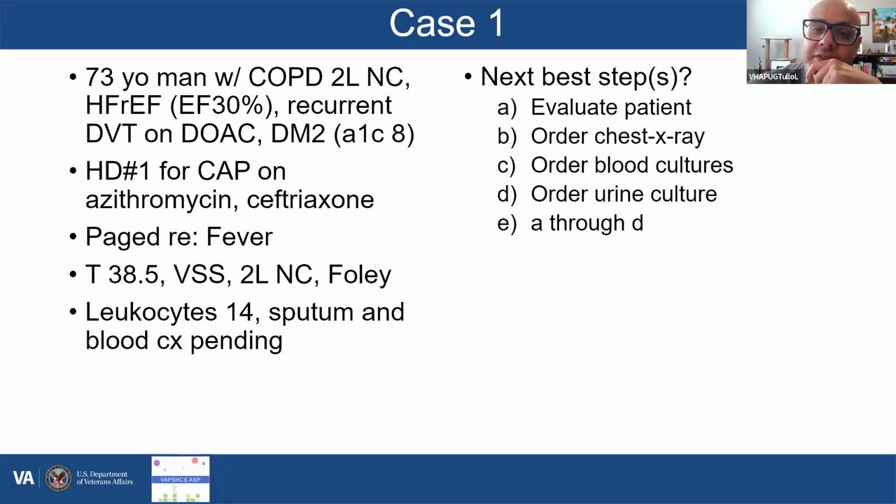So this is the first case. 73-year-old man with COPD on nasal cannula chronically, heart failure with reduced EF, DVT on a DOAC, type 2 diabetes. It's day one of their CAP treatment. They're on azithromycin and ceftriaxone. You're cross-covering. You get paged about a fever. They do have a fever, 38.5, but they're otherwise stable. Nothing has changed. And your question is, what do you do next?